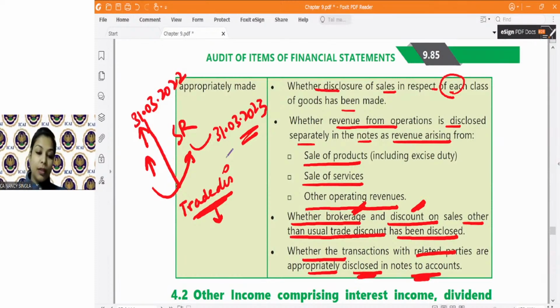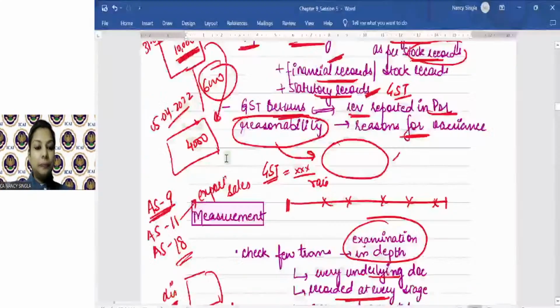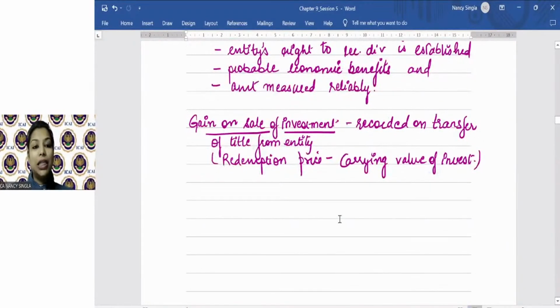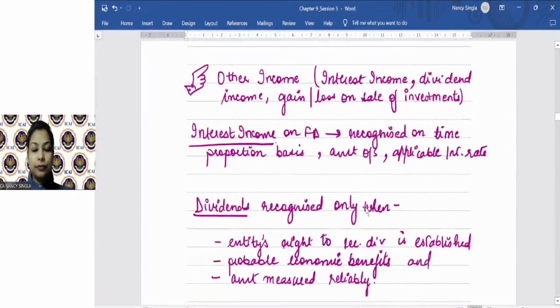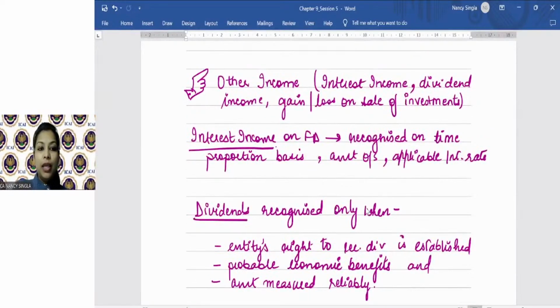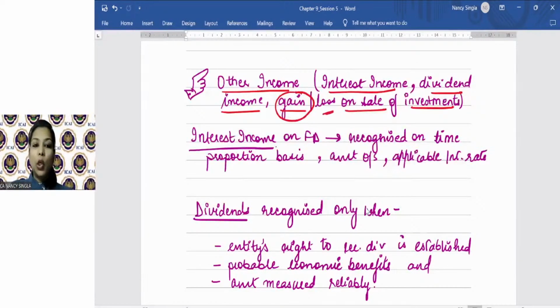Okay. Now we will start with the other income statement caption, that is what? Other income. So other income, and specifically 3 items are discussed, which is: interest income, dividend income, gain on sale of investment. So basically we are talking about income or gain, but the procedure for loss will be the same only. So gain or loss on sale of investments.